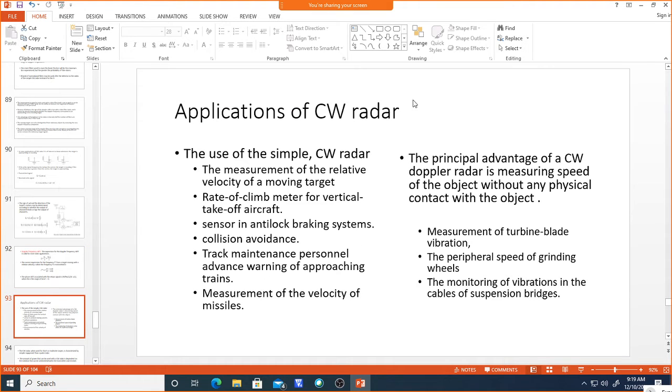Now coming to the applications of this continuous wave radar. You might have already seen that radars may be used in military applications, or in general weather applications, or aircraft applications. These are some of the simple applications of the simple continuous wave radar.